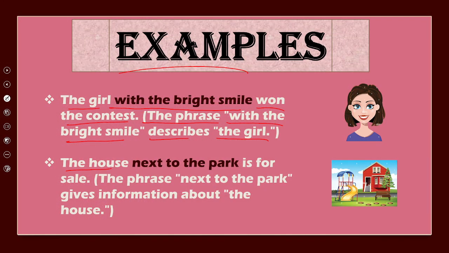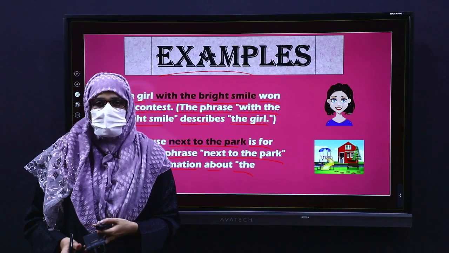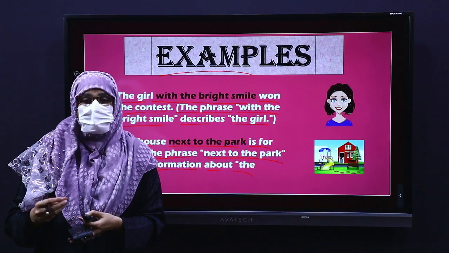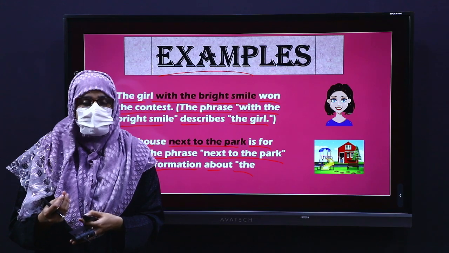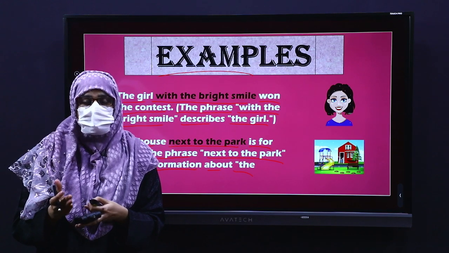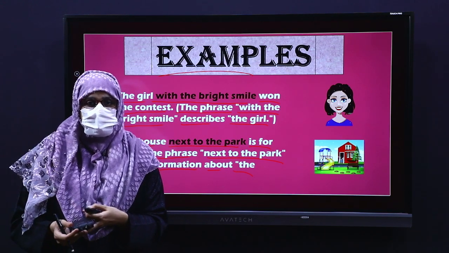The house next to the park is for sale. The phrase next to the park gives information about the house. So, next to the park is adding more information about the house. किस घर की बात हो रही है? वो घर जो पार्क के साथ है.